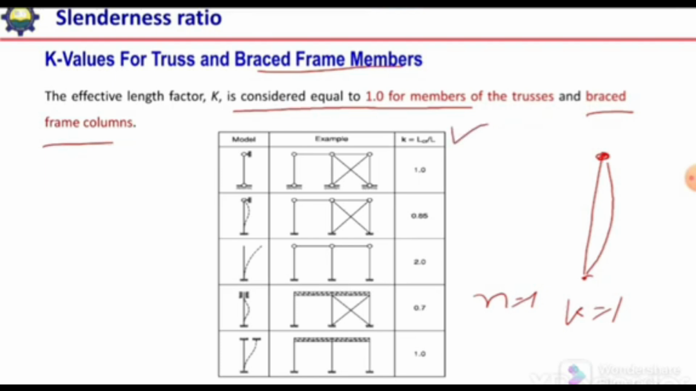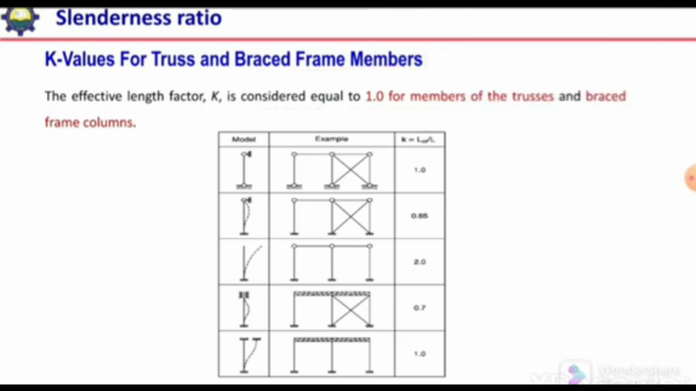So here we have models that show when we can consider the K value 1 or more than 1, or how we idealize the frame. So if we see the first case, we have all the pin supports, but at this point this is braced. It means there is no side sway. Side sway is restrained in this frame, but we have pin support at the top. So here if we see this column, at the top we have pin support and at the bottom we have pin support. So there will be single curvature. We will have N equal to 1. So the K value will be equal to 1.